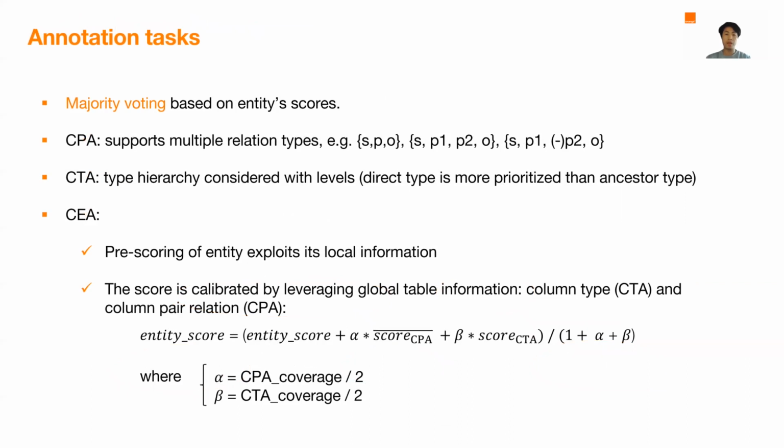At the end of the scoring step, we will have the score for each entity. We combine it with a majority voting for the annotation task. Note that in CPA, our system supports multiple relation types, such as one-hop relation or two-hop relation. In CTA, we consider the type hierarchy, in which direct type is more prioritized than ancestor type. In CEA, knowing that the scoring step exploits mostly local information in a table, we update the entity score using global table information such as CTA and CPA to return the final CEA.